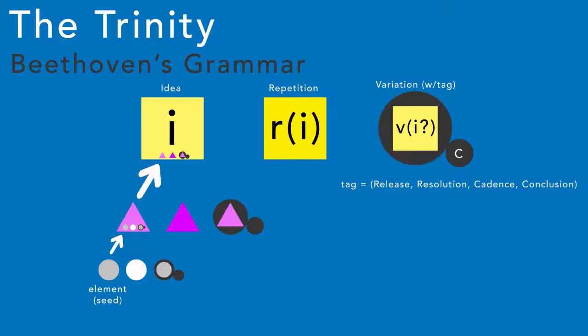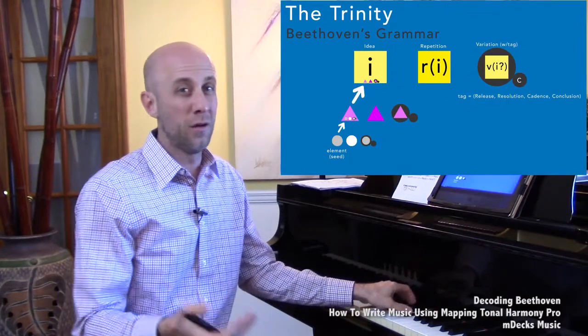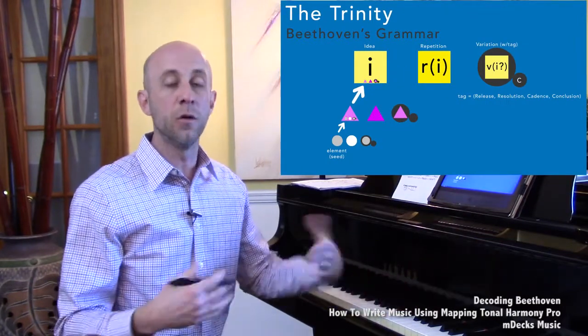So it's probably also worth noting that the variation should have some sort of conclusion to it, some sense of release or resolution. I achieve that very simply by just doing an authentic cadence, by going 1, 5, 1. That's not the only way to do it.